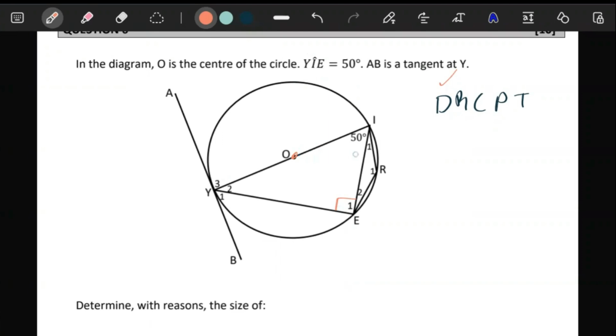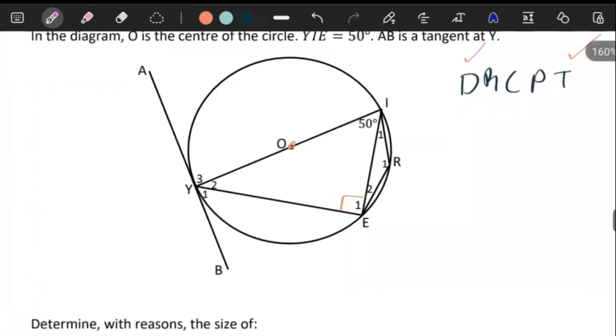So YIE is 50, and then AB is a tangent. The moment you have a tangent, you have the tan-chord theorem. Meaning you have laws here where the angle here is equal to that one, because this is the tangent, this is the chord. So a tangent and a chord, the angle in between that will be equal to the one opposite the chord, you see. Now this is 50.